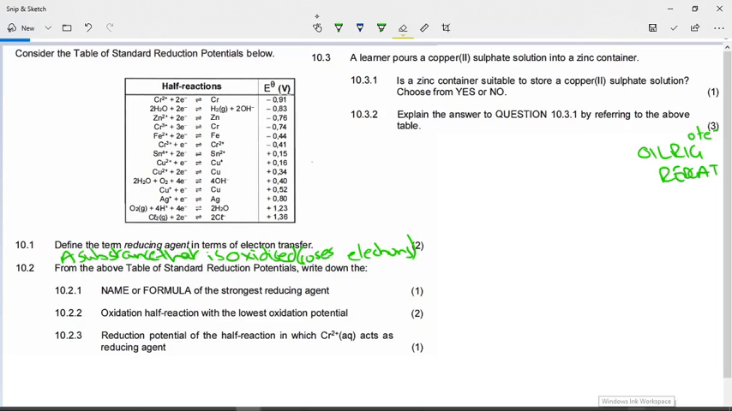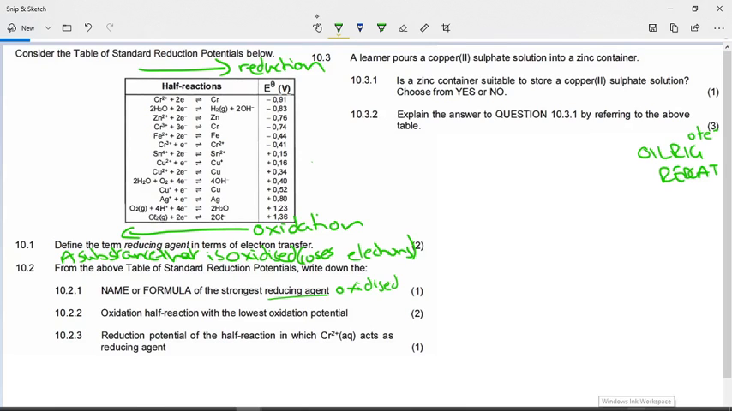Now it says write down the name or the formula of the strongest reducing agent. This is called the table of standard reduction potentials. So this means that the forward reaction is reduction and the backward reaction is oxidation. So in this question, they want the strongest reducing agent, which is in fact oxidized. So we want something that likes being oxidized.